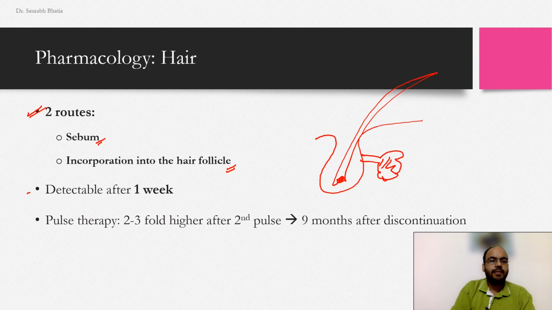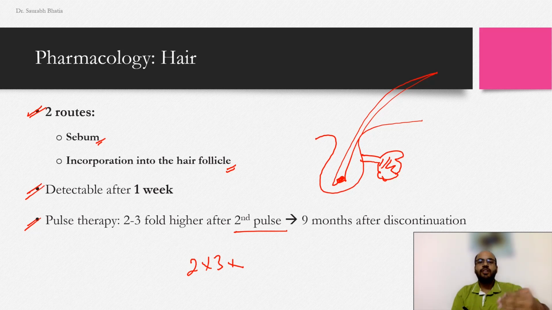It is detectable after 1 week of therapy, and if you give pulse therapy, then after the second pulse, the concentration is about 2 to 3 times higher than starting. So the first pulse won't lead to much accumulation, while from the second and third pulse, you will see 2 to 3 times the concentration, and it stays roughly about 9 months after discontinuation.